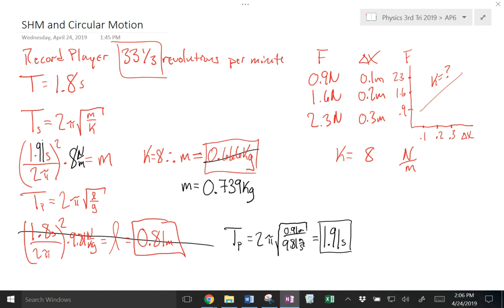What might be a problem with the setup here? Here's how I got those values for the spring. I held the cart in place. I pulled the spring 10 centimeters, about 0.9. Pulled it 20 centimeters, about 1.6. I pulled it 30 centimeters, about 2.3.